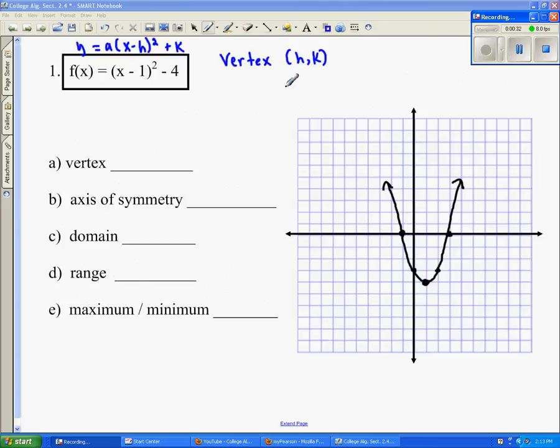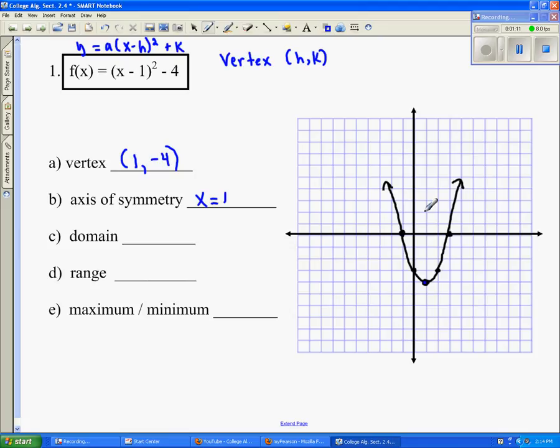Okay, we start our first problem. They give us f of x equals (x minus 1) squared minus 4. If I write our vertex formula above that, we can now name our vertex by our h and our k. Our h is going to be the opposite of this, so it's going to be 1. And then our k is negative 4. So our vertex is (1, negative 4), which we can see right here on our graph as well. Axis of symmetry is always the equation x equals whatever our x value of our vertex is. So in this case, it's going to be 1.